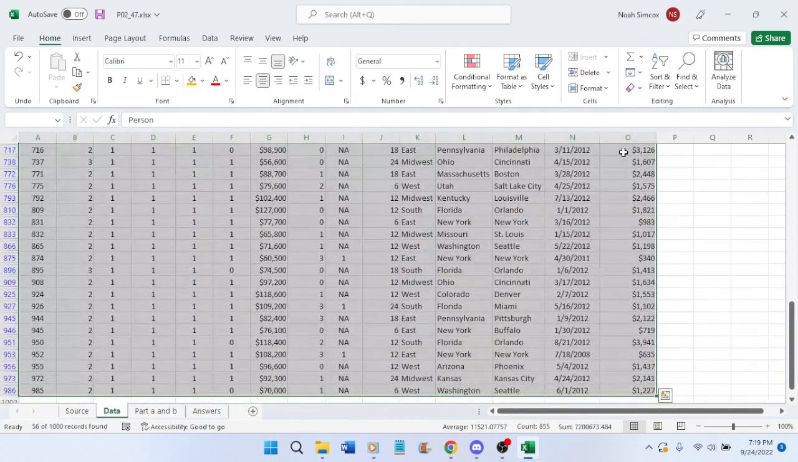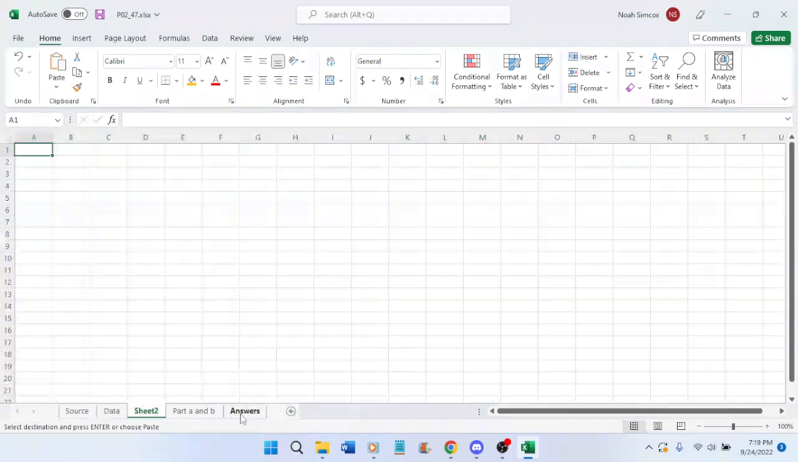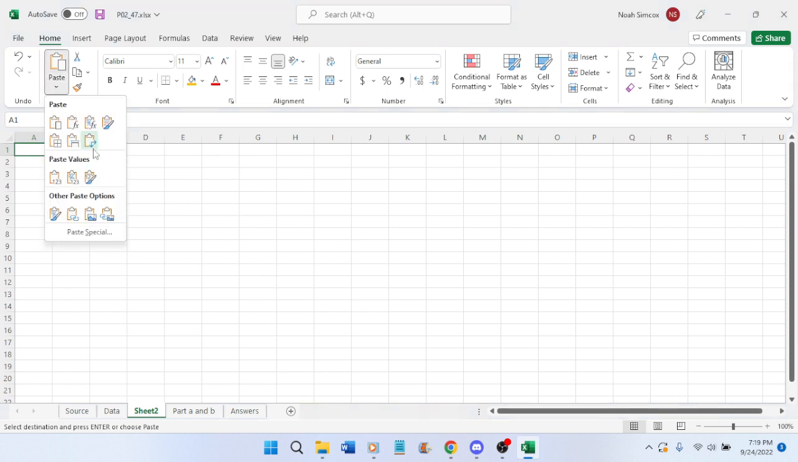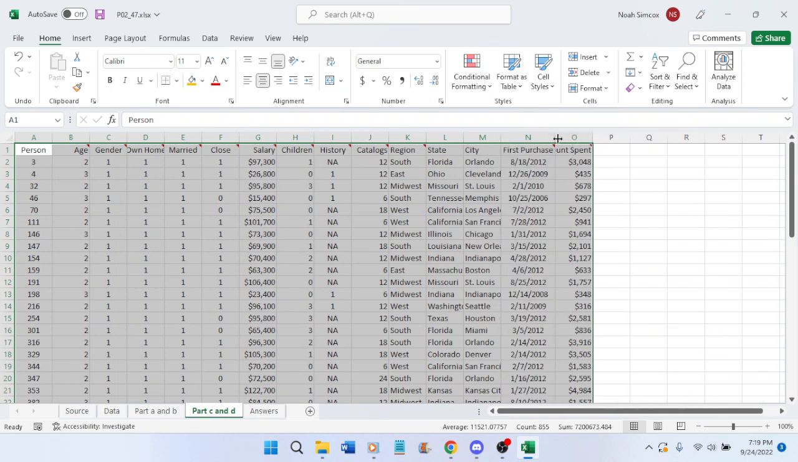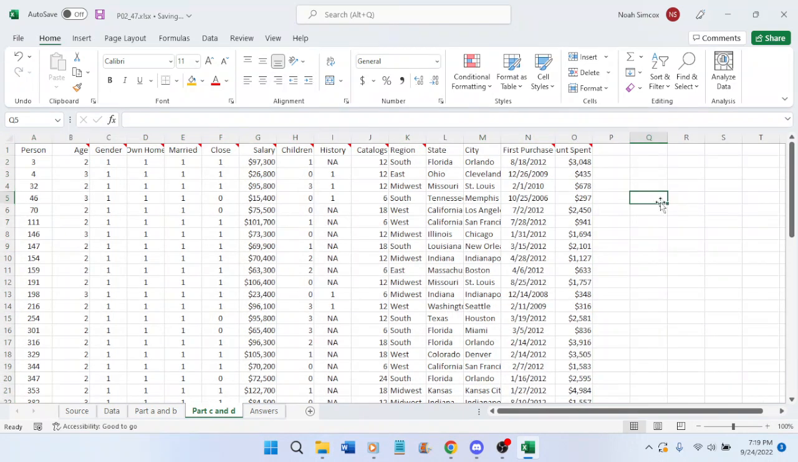Control Shift down. Copy. Get another sheet in here, Sheet 2. And then we will paste values. Paste values. Save. This is parts C and D. And can't we please move it over here? Thank you. So I think we've selected all of them.